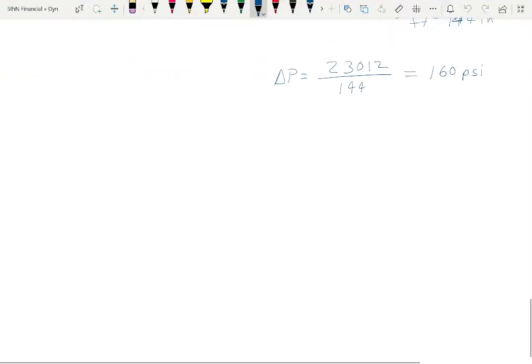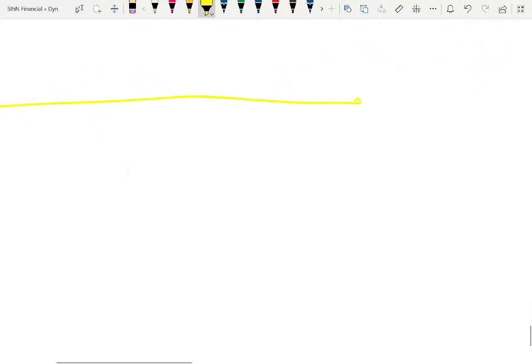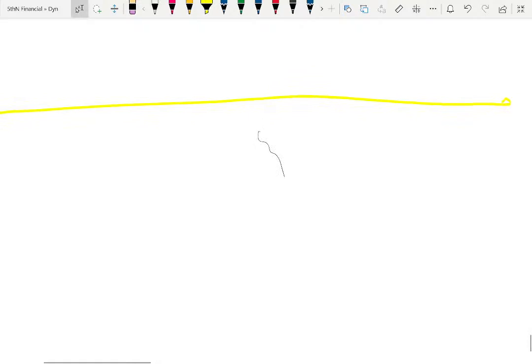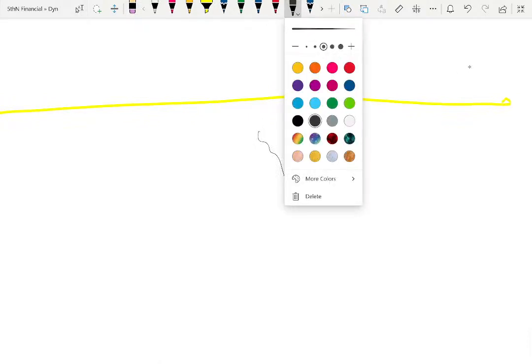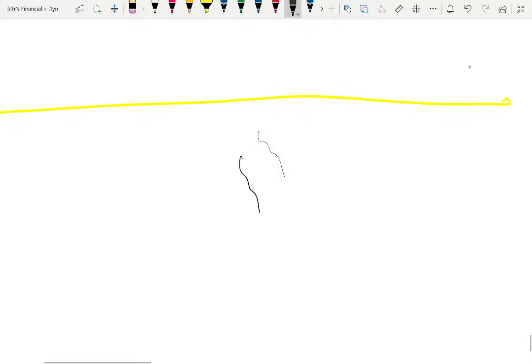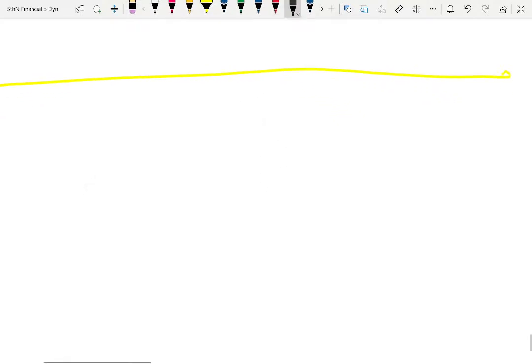So I'm just going to make up a problem here. Oh, wow. Okay. Okay. Let's see. What is the pin thickness? What thickness is that? Okay.